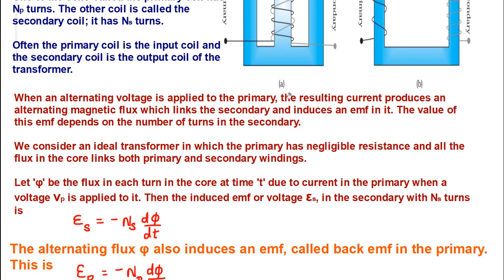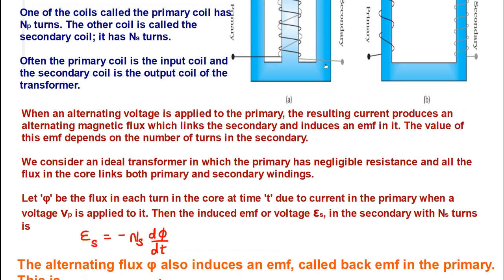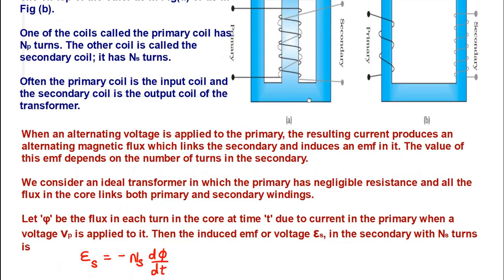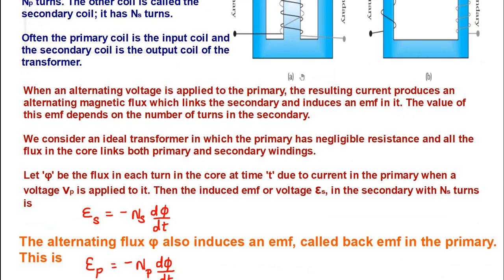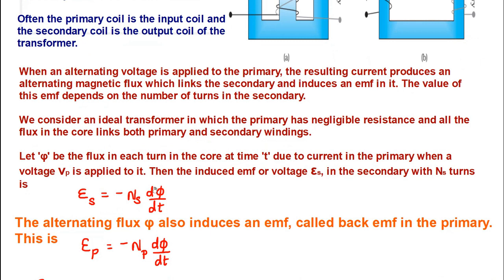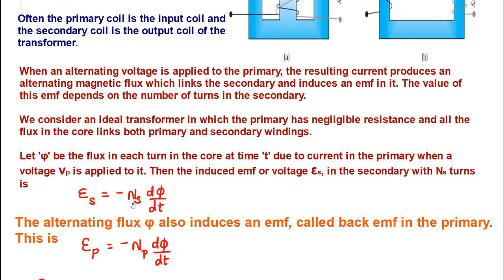In the secondary with Ns turns, Es can be written as minus Ns d phi by dt, where d phi is the change in magnetic flux in dt time through the coil. If Ns is the number of turns in the secondary, the EMF induced in the secondary can be written as Es, which is equal to minus Ns d phi by dt according to the laws of electromagnetic induction.